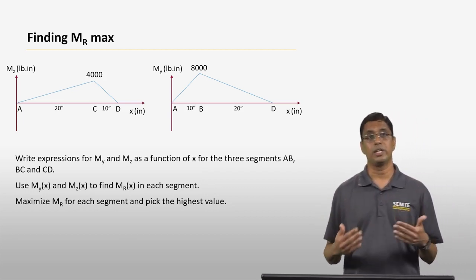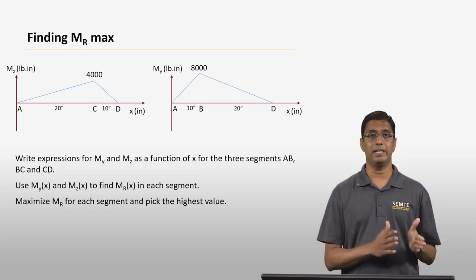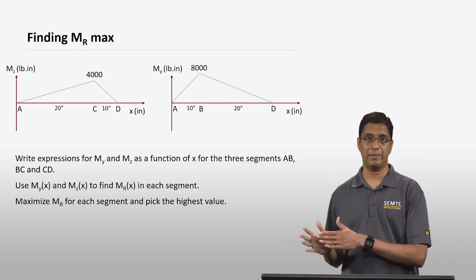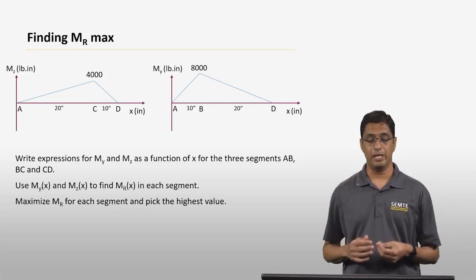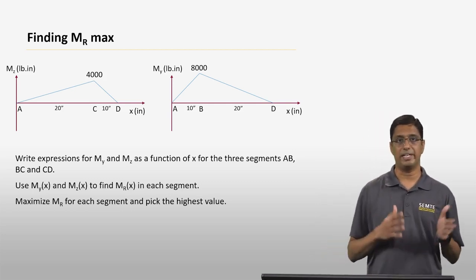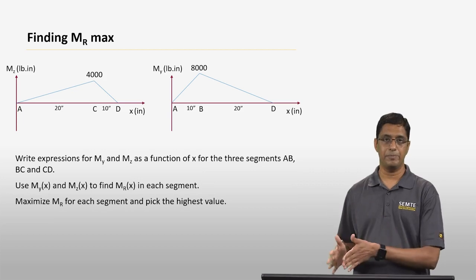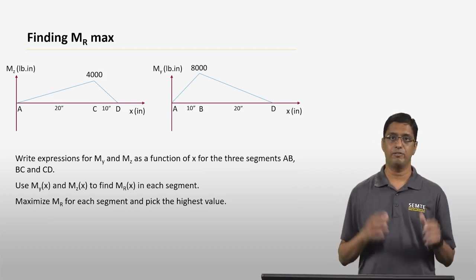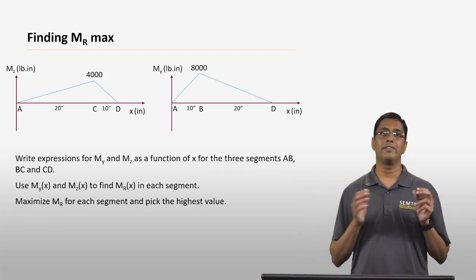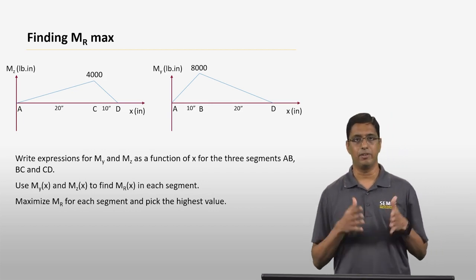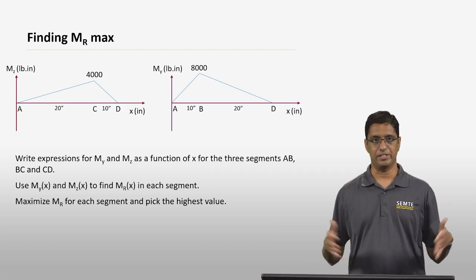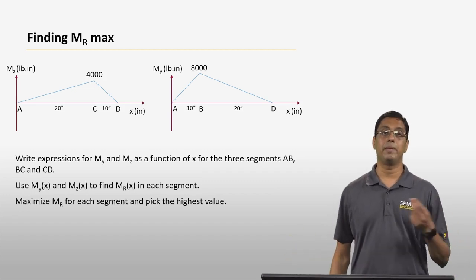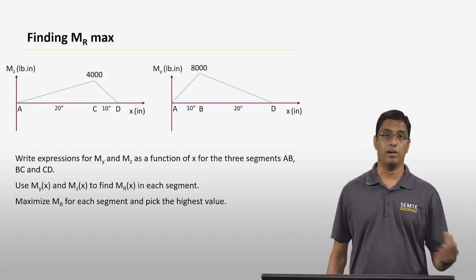So essentially we have to split the shaft into as many segments as there are changes in My and Mz. We first write expressions for My and Mz as a function of x for each of these segments. Then we calculate Mr for each of the segments, and then maximize Mr for each of the segments, and then pick out the maximum value of Mr among all three segments.